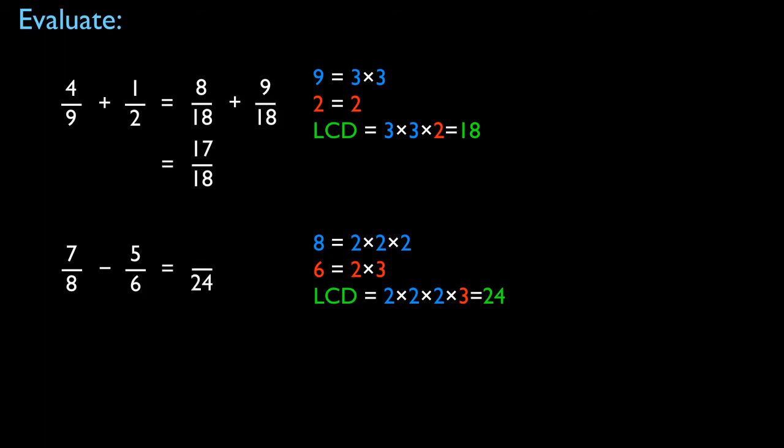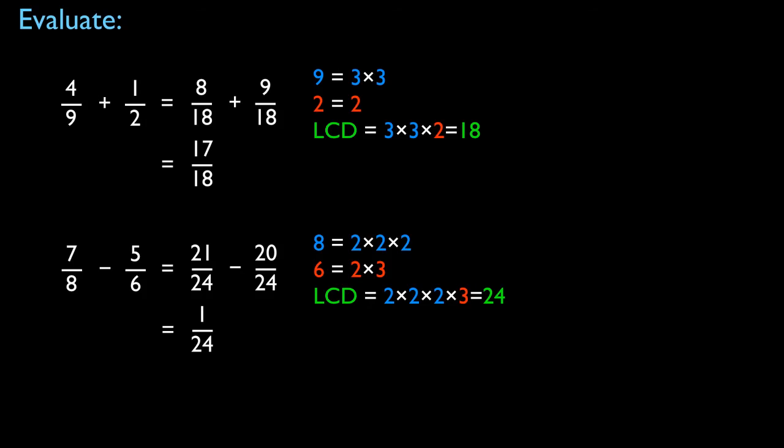In the case of the 8, that means I have to multiply it by 3. I must do the same to the numerator. So the numerator becomes 21. With the 6, to convert that to 24, I multiply by 4. And with the 5, I do the same, and it becomes 20. Now my denominators match. I simply leave the denominators alone and subtract the numerators. 21 subtract 20 is 1, and we get 1 over 24.